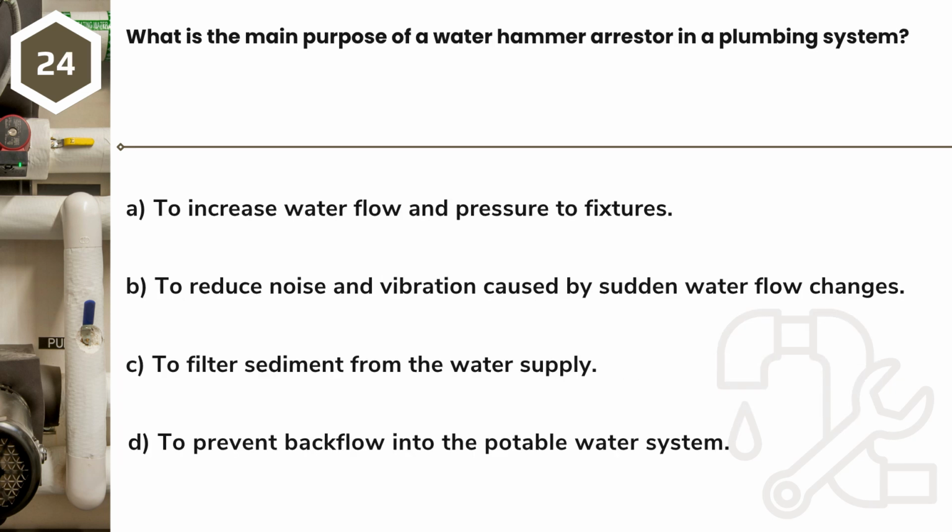Question 24. What is the main purpose of a water hammer arrestor in a plumbing system? A. To increase water flow and pressure to fixtures. B. To reduce noise and vibration caused by sudden water flow changes. C. To filter sediment from the water supply. D. To prevent backflow into the potable water system.